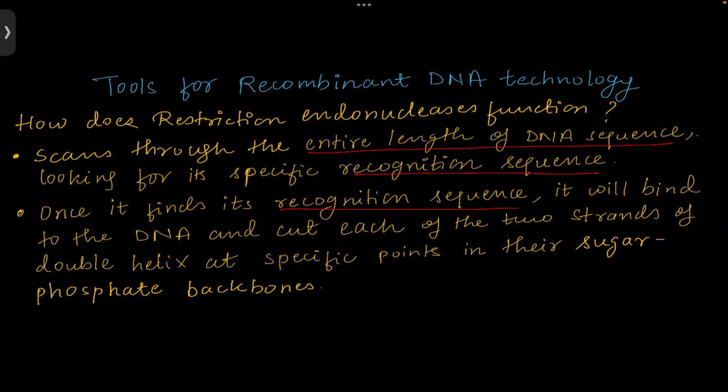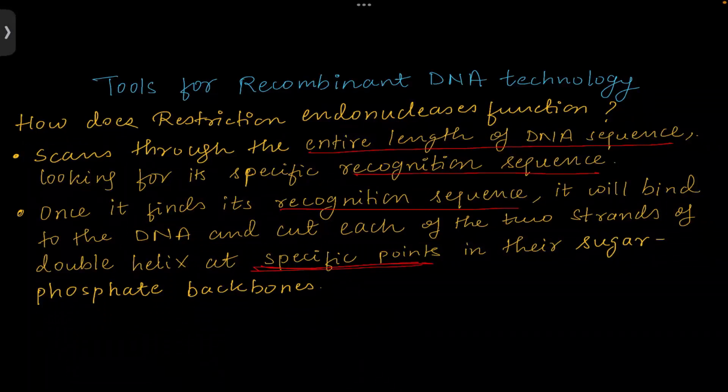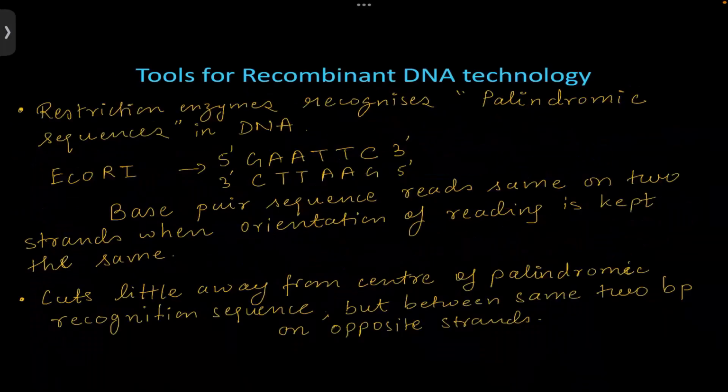Okay, and that too at specific points. What are those points? I'll come to it later. And it cuts in such a way that the backbone of the DNA is cut. Okay, the sugar phosphate backbone is cut. So in this way, it can create DNA fragments.